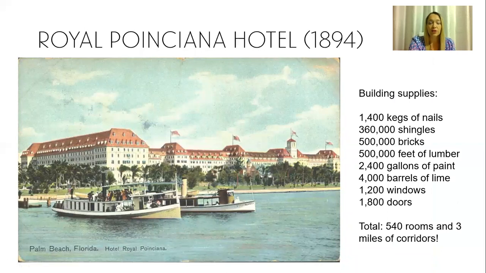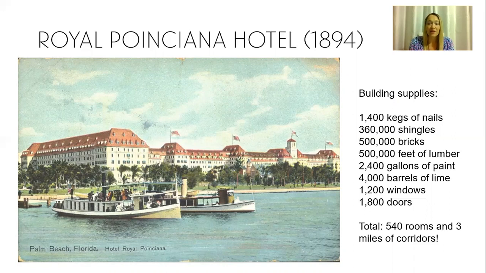So Henry Flagler was involved, as we said, in building hotels, and he built the Royal Poinciana Hotel, which at the time was considered to be the largest wooden structure in the world, and that was built in 1894. So I put here on the screen a listing of some of the building supplies that were required to build this building. You can see that it had to use 500,000 bricks. It had 1,200 windows, 1,800 doors, even 2,400 gallons of paint. Now that's a pretty big building.